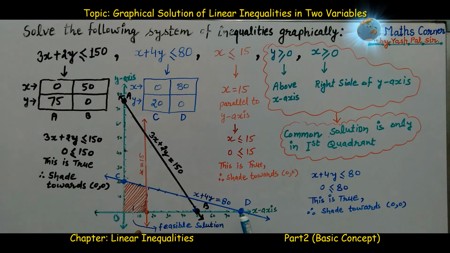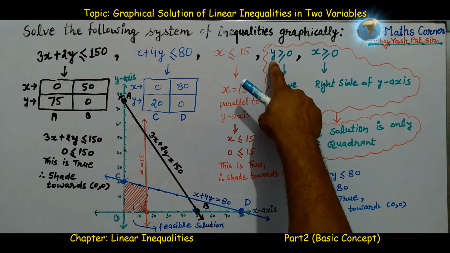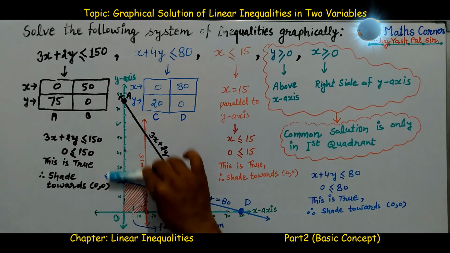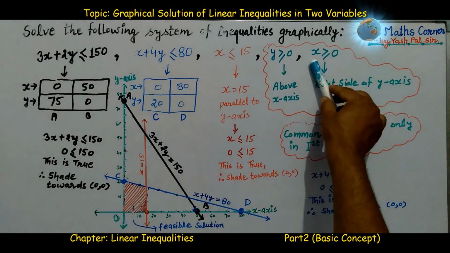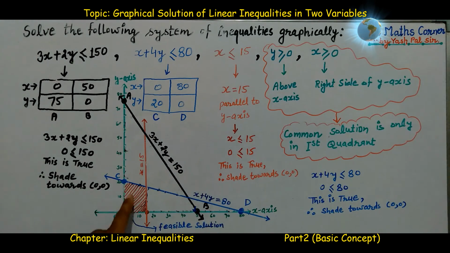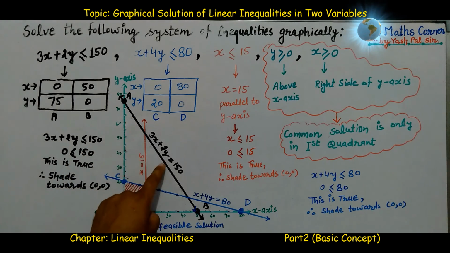Next, y greater than or equal to 0 means above the x axis. x greater than or equal to 0 means the right side of the y axis. So the common portion is called the feasible solution. Only this common solution is to be retained, the rest is erased, and that's all.